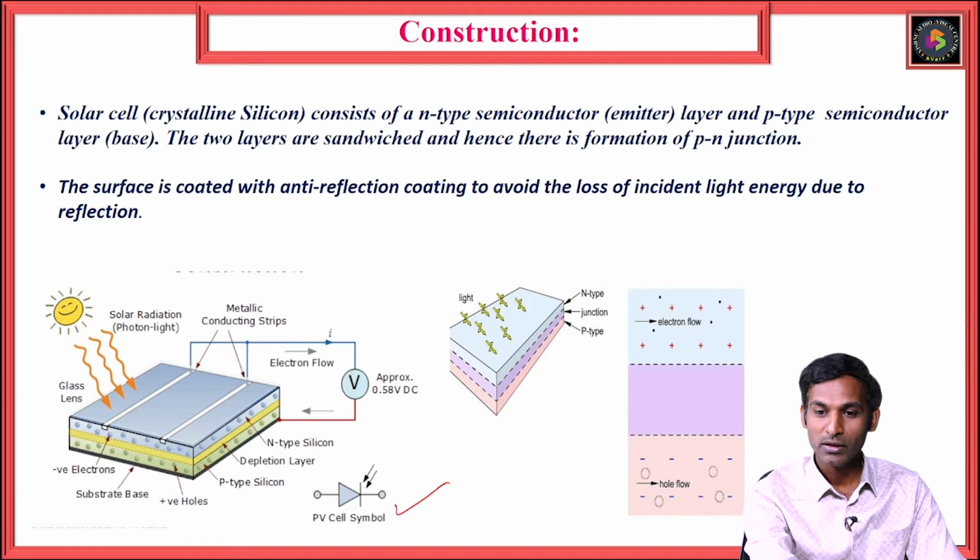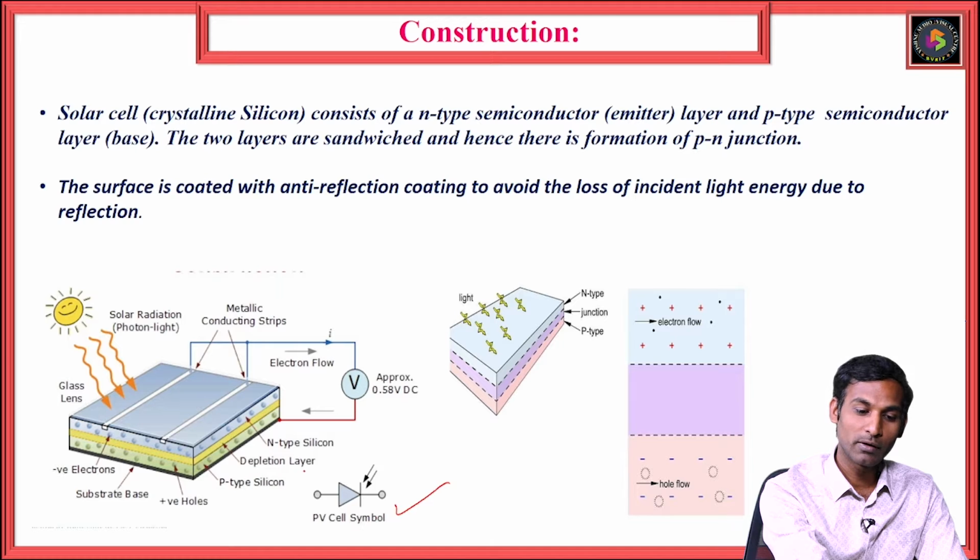There is a formation of the PN junction. PN junction means the depletion layer will be formed. The depletion layer indicates the active region. So in the forward bias condition, the depletion layer will be very small. That means the potential barrier will be altogether eliminated. That is the main point.